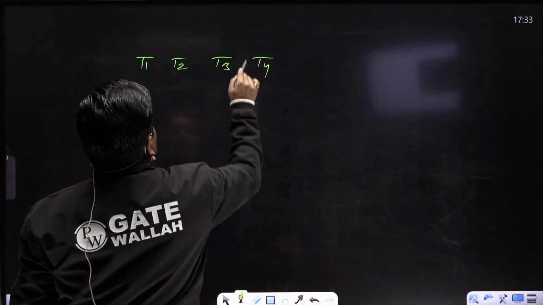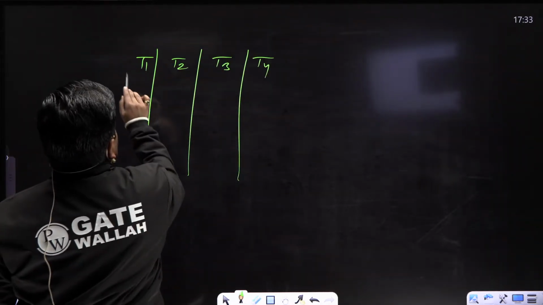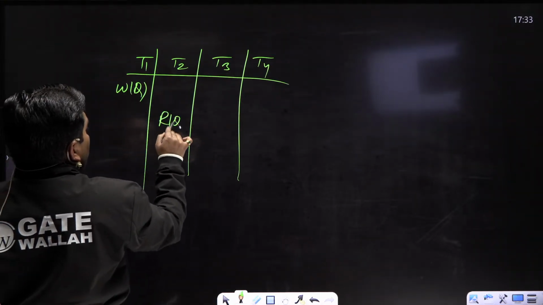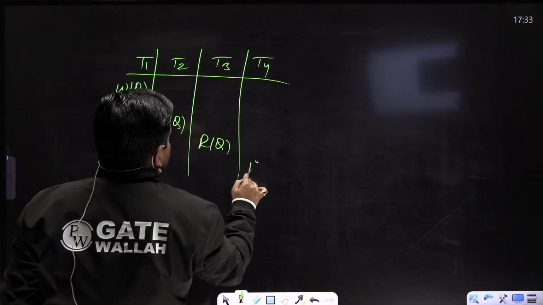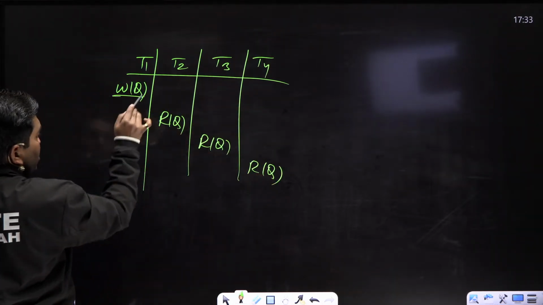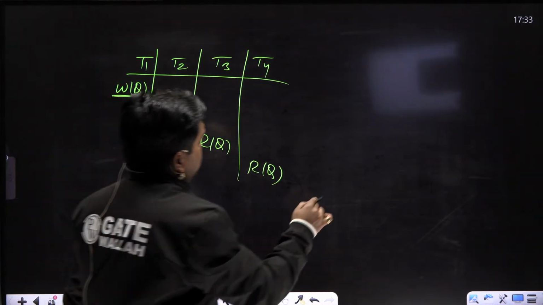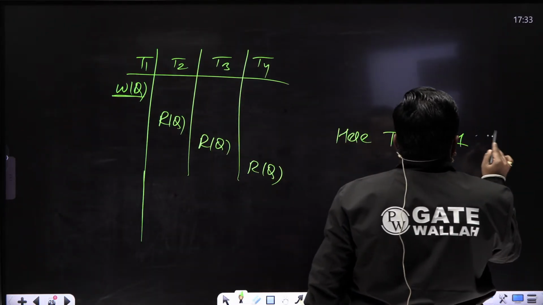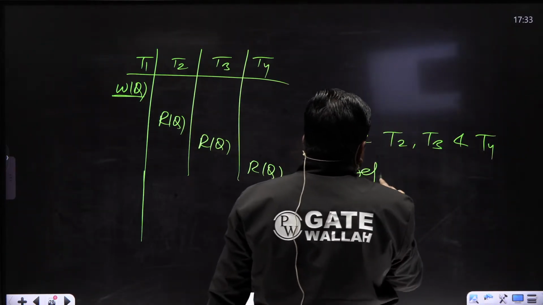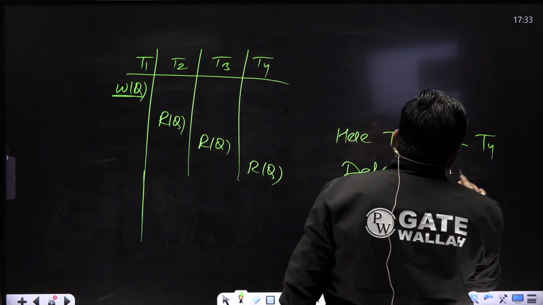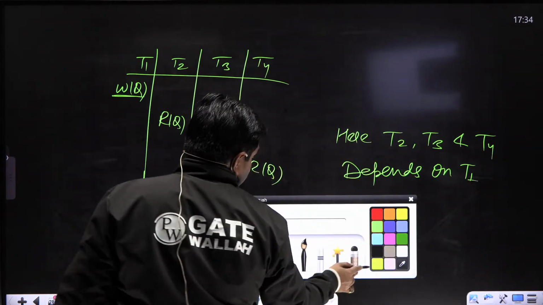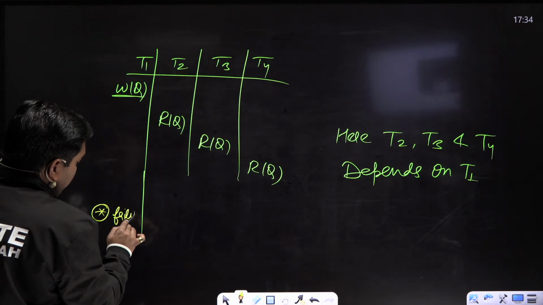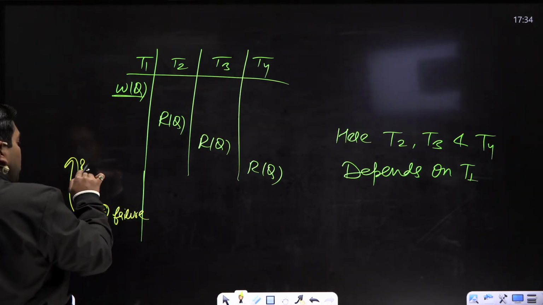Cascading rollback means what? Recoverable schedule having cascading rollback. If I write on data item Q, you read. What value? This one. So here T2, T3 and T4 depend on T1. Now if here failure comes, then what happens? Rollback.